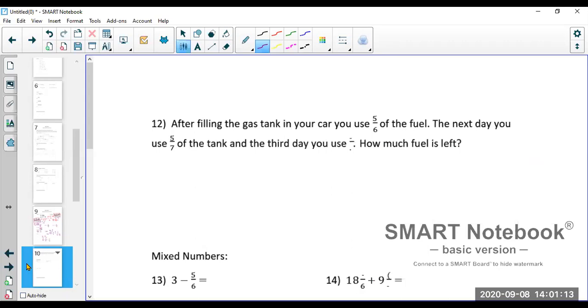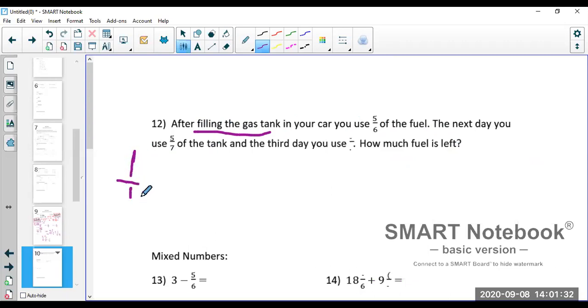Okay. All right. So now we'll go here. So now we have a word problem. Okay. So here you have to think of this word problem as where are we starting from? So it says we're going to fill the gas tank. When we fill the gas tank, that's going to be 1. That's a whole gas tank, right?